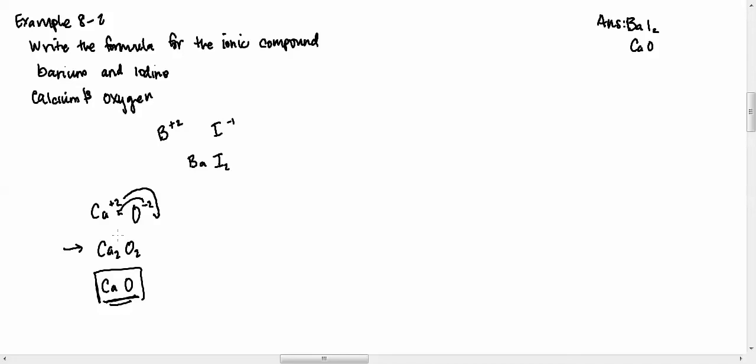I really don't like that idea of the crisscross method. I guess you guys can use it for now, but really understand where this stuff comes from, because it's actually not that hard to just write these down if you ask yourself, well, how many iodines do I need to balance out with the barium, or how many oxygens do I need to balance out with the calcium?